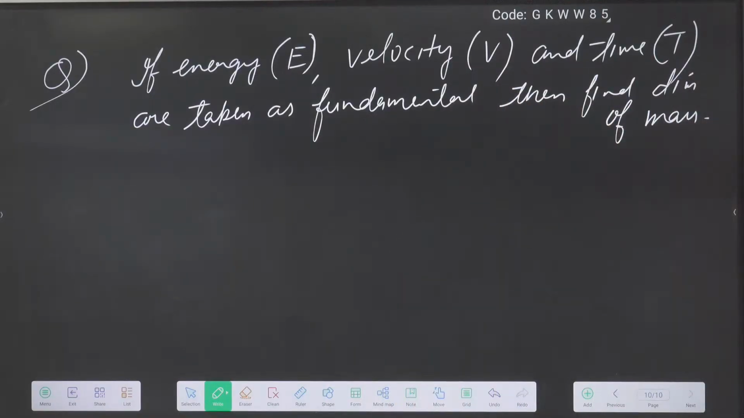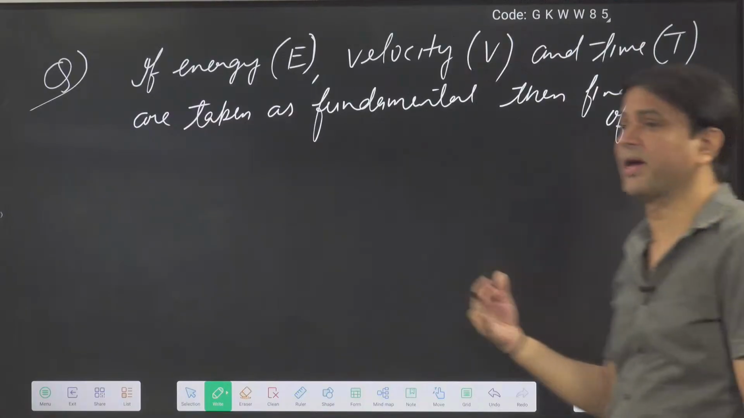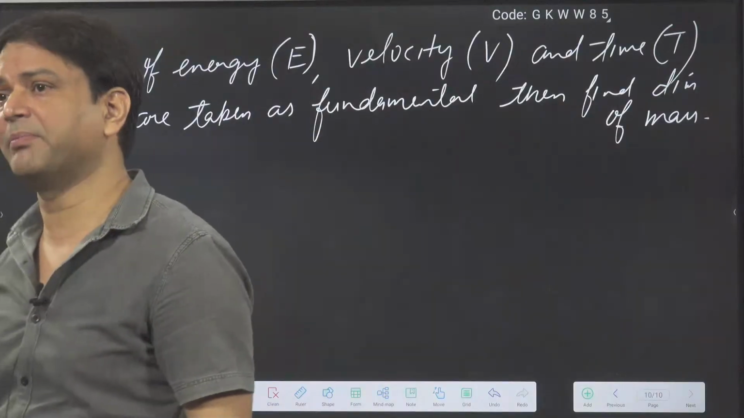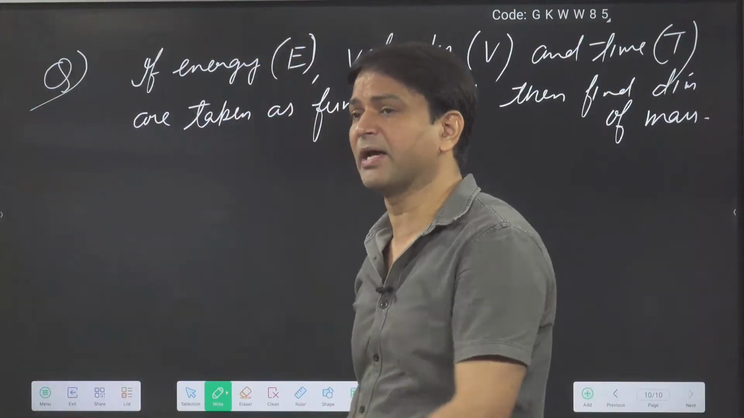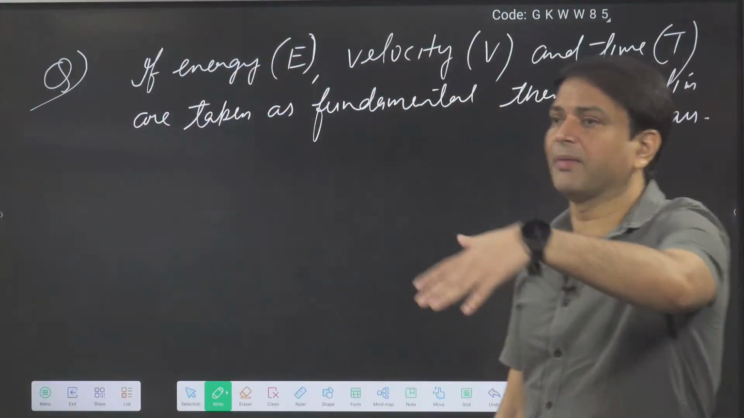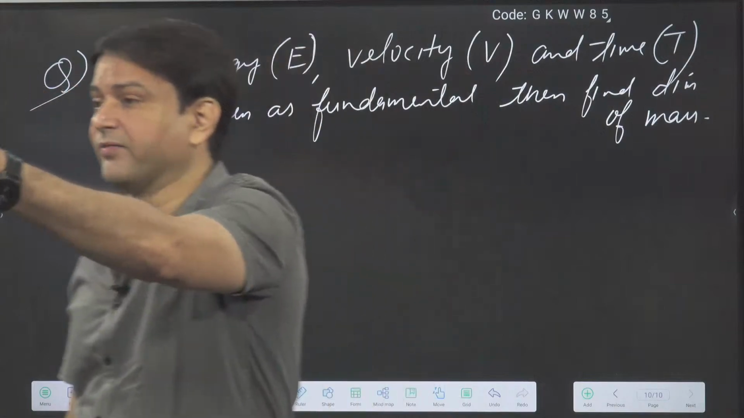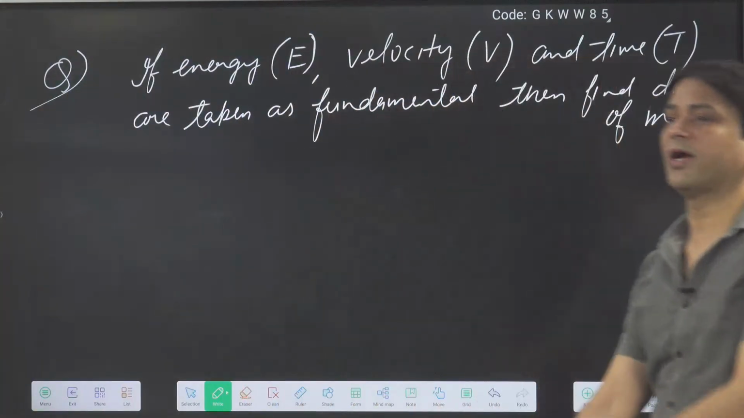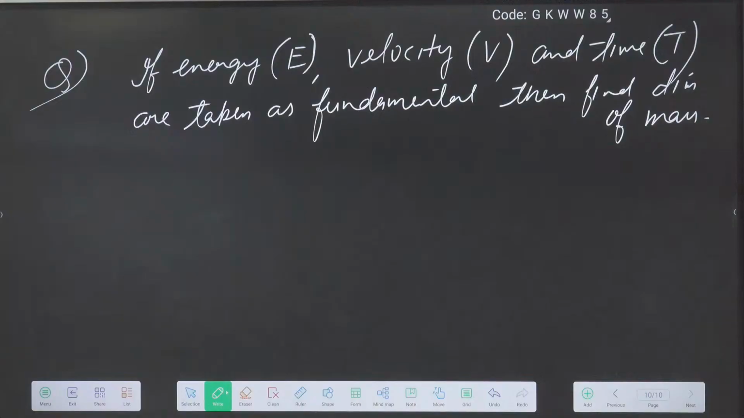Okay. If energy E, we know that in our actual fundamental system, energy is the derived quantity. Velocity is the derived quantity. But I am taking energy, velocity and time as fundamental. Then what will happen? Then they are saying mass is derived. Then what is the dimension of the mass we have to find?